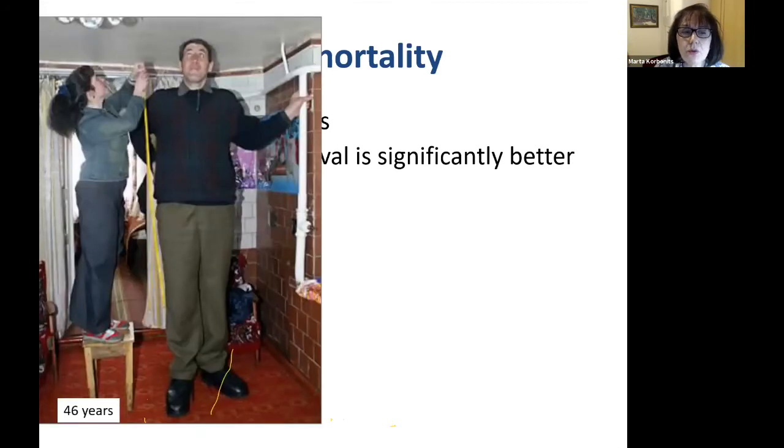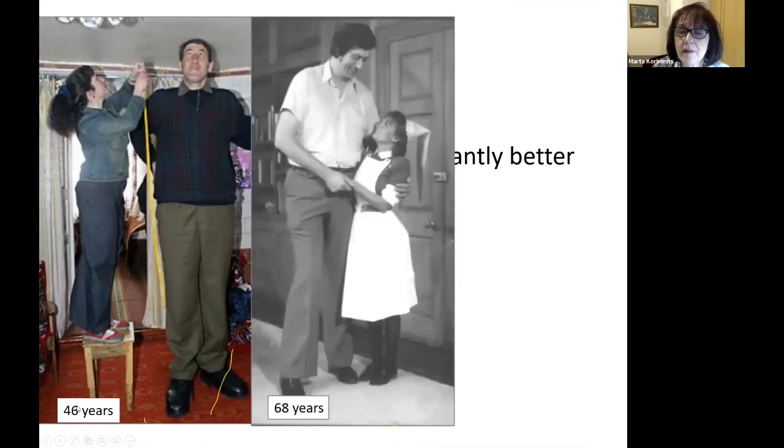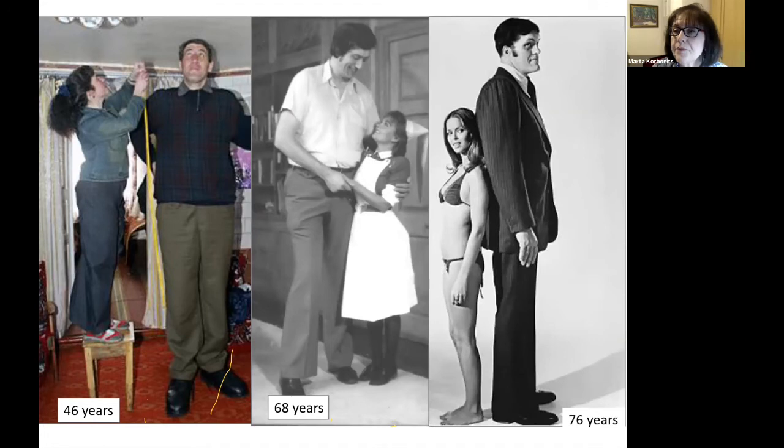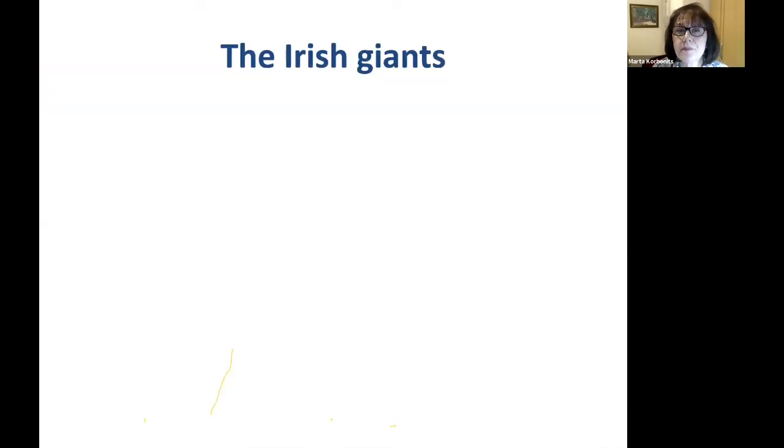So if I show you a couple of more modern day giants, this is a giant patient from Ukraine who died at the age of 46. And the patient I showed you earlier from Bart's Hospital died just a few years ago at the age of 68. And the actor who we've seen in the 007 films died at the age of 76. So these are extremely good numbers compared to the historical survival of giants.